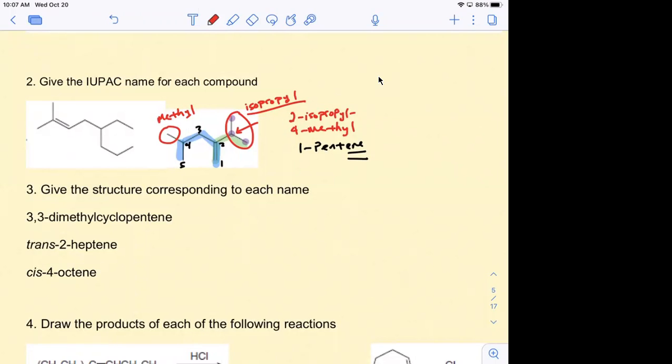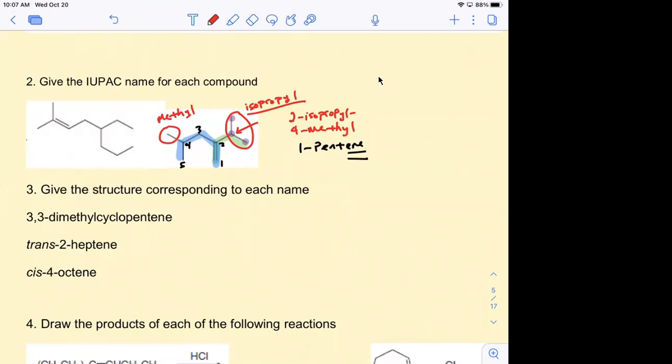Can you repeat that one more time, Dr. Russell? Say that one more time. Your audio is kind of low. Can you repeat that one more time? About which part? I guess the alkene part.